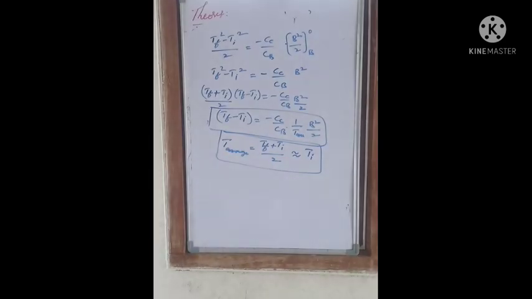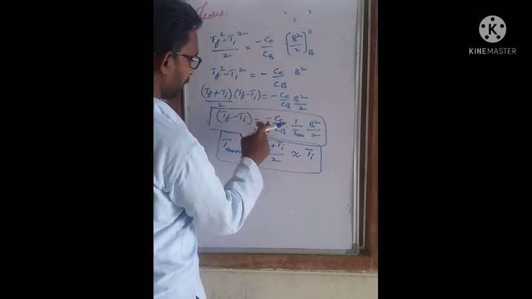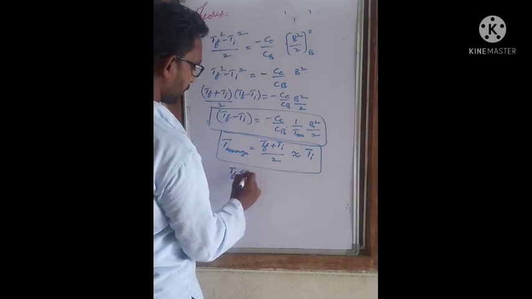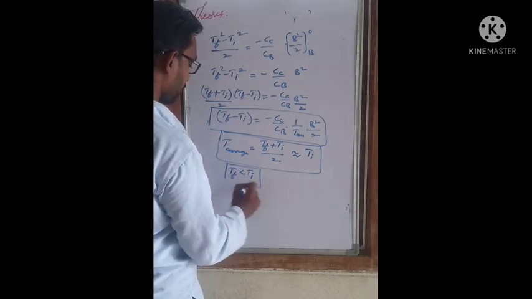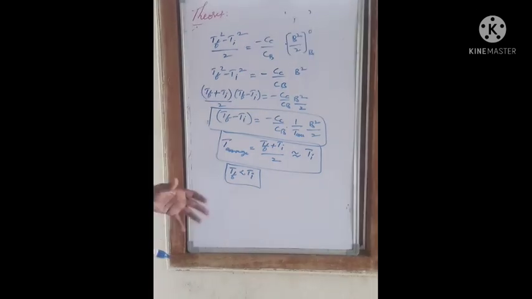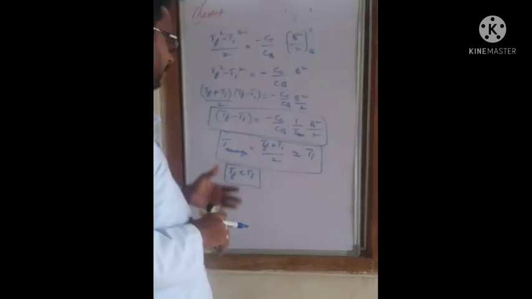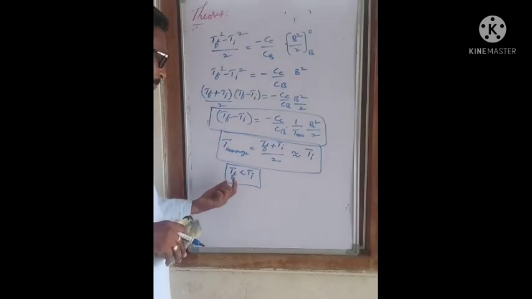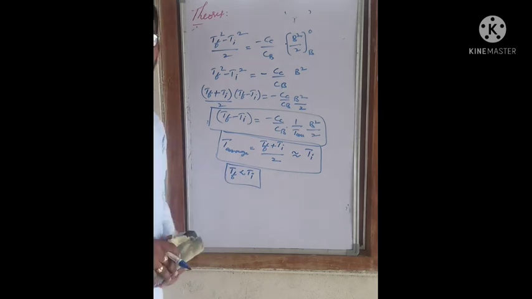So based on this principle, we know that the right side is minus, therefore we can say that Tf is always less than Ti. We know that the final temperature should be less than the initial temperature. So in this demagnetization process, the temperature of the paramagnetic substance is decreased. That means here the final temperature is less than the initial temperature.